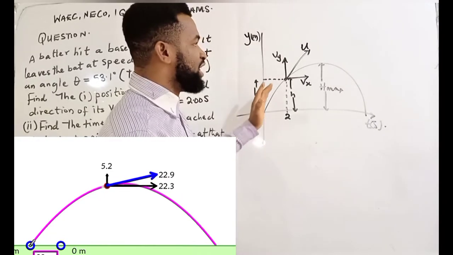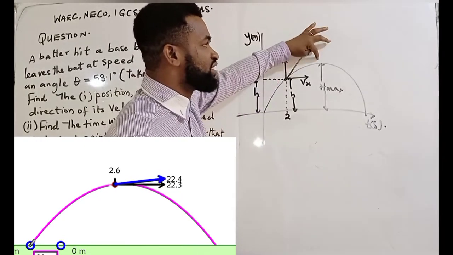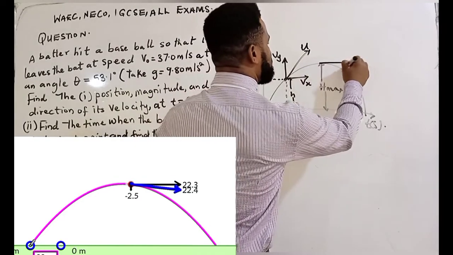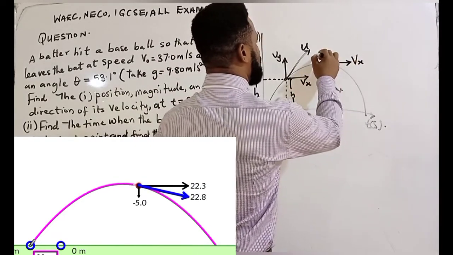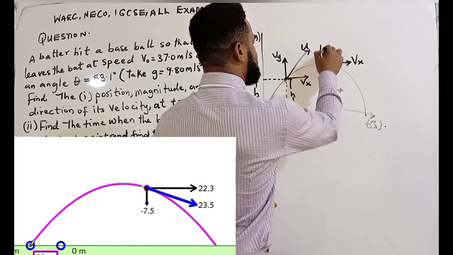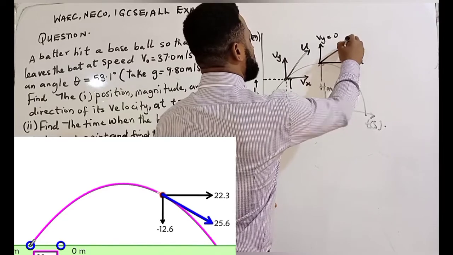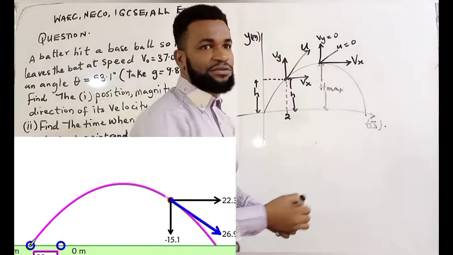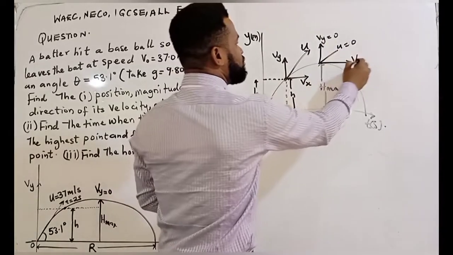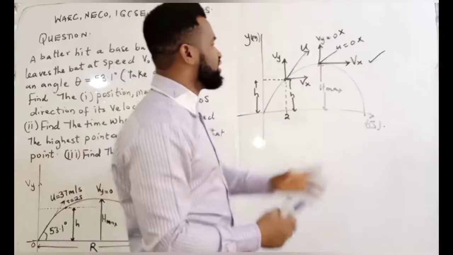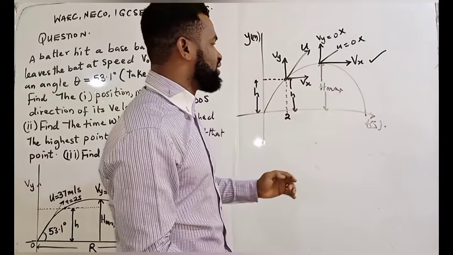Now watch the video again for you to see how this one and this one are changing. Now you see the way they are changing, they keep on changing. When you reach the maximum height, the only thing you are going to see is Vx. So Vy became 0 and U became 0. So they are not part of it. They don't exist. Vx is the only one that exists at the maximum height.